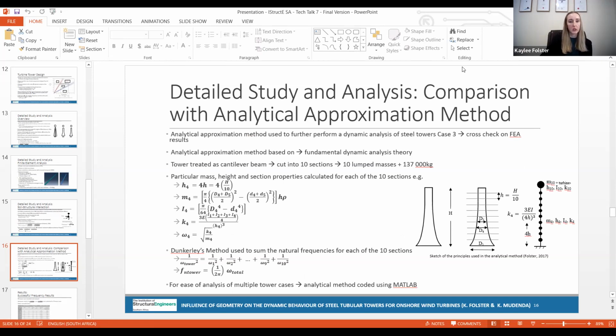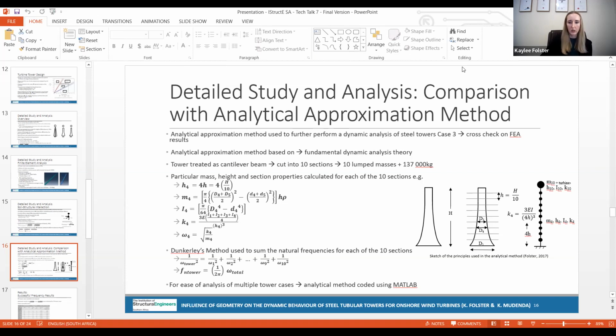So again, what we did was look at the tower as a beam, again, a cantilever beam. And then we broke it up into 10 segments and considered 10 individual masses. So you can have a look at that sketch just to follow along as I explain. And again, we used the mass at the top, which was essentially your 10th segment of the tower. That also took into account those additional loads due to your turbine and your nacelle and your blades.